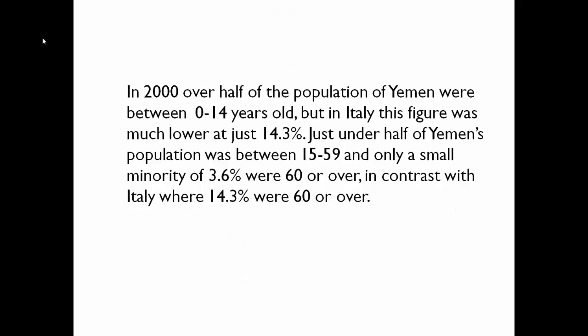In 2000, over half of the population of Yemen were between 0 and 14 years old. But in Italy, this figure was much lower at just 14.3%. Just under half of Yemen's population was between 15 and 59, and only a small minority of 3.6% were 60 or over, in contrast with Italy, where 14.3% were 60 or over. So what I've done here is take the general point from the overview, that Yemen has a younger population than Italy, and add data to prove that theory.